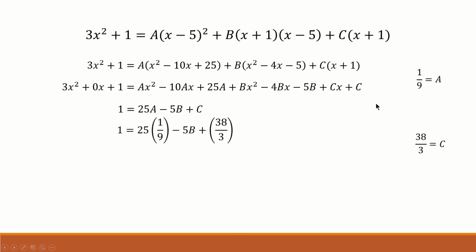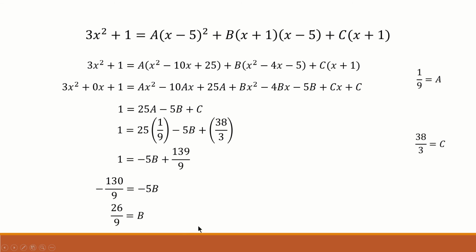When we sub in the variables that we already know, and we simplify our fractions, we end up with negative 130 over 9 equals negative 5b. So b equals 26 over 9.